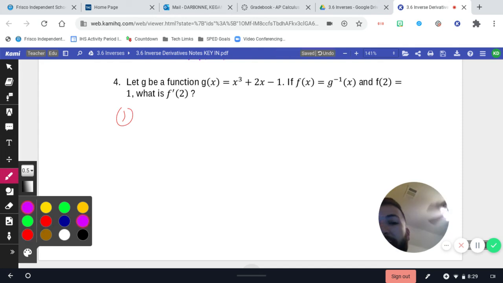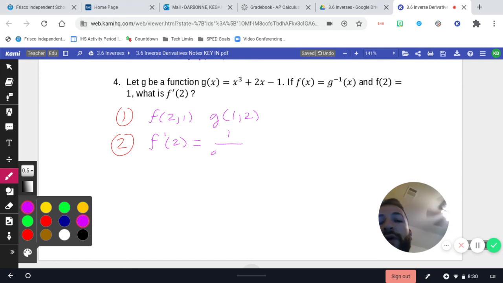Okay, so step 1, stating our points. So our point on f is 2, 1, which means our point on g is 1, 2. Step 2, we're stating what we want to find. So f prime of 2 is equal to 1 over g prime of 1 by our inverse derivative formula.